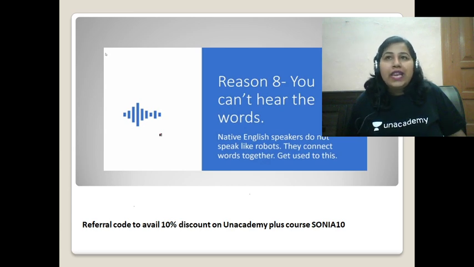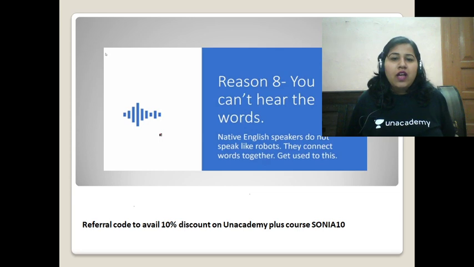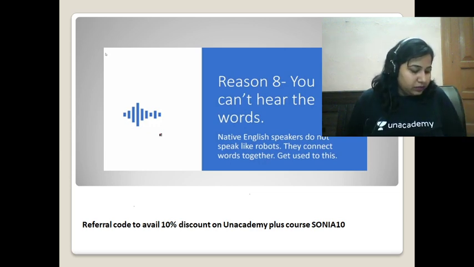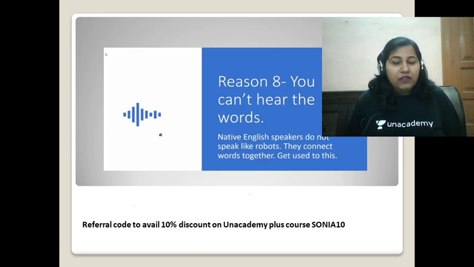You will never get a slow rate of speech in your listening module. Instead, you will get something like that. Native English speakers do not speak like robots. They connect words together. Get used to this. They actually connect the words together और हमें उसकी आदत डालनी पड़ेगी. Correct? हमें उसकी आदत डालनी पड़ेगी. We have to get acquainted with their accent, the way their rate of speech is high.